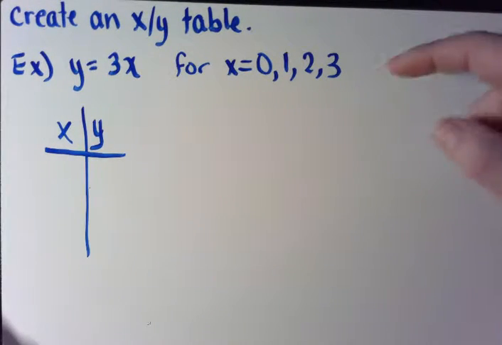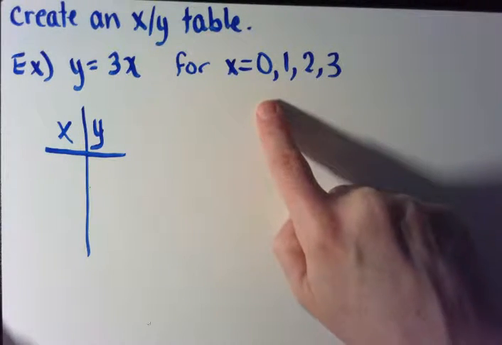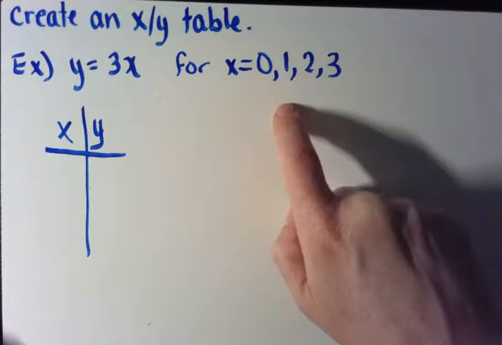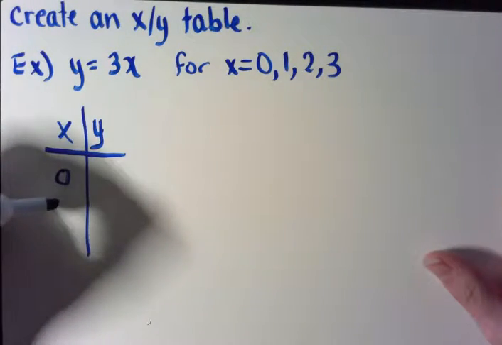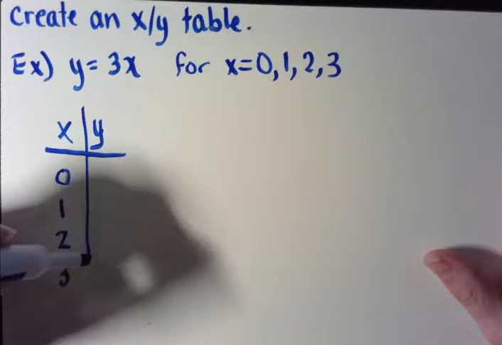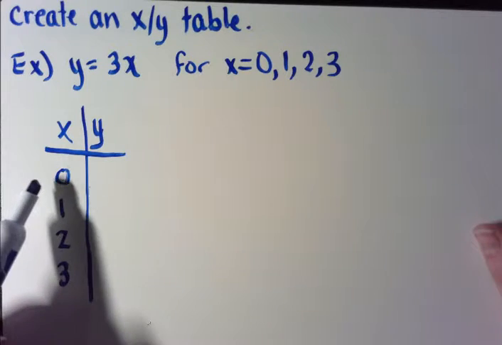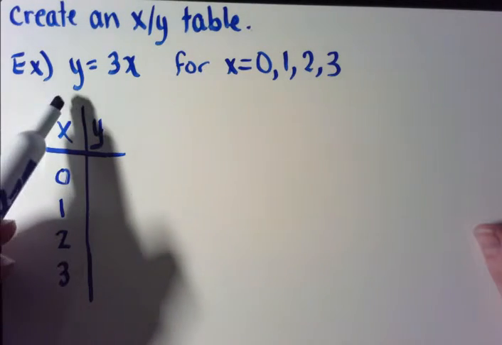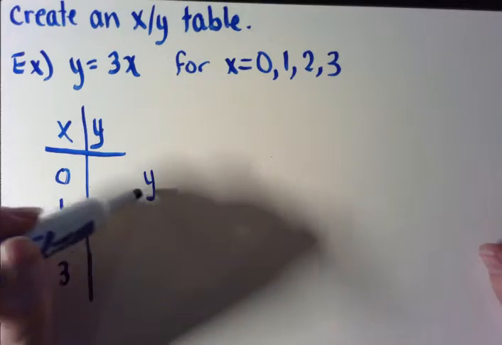In this case, we already have given values for X, so the problem wants us to figure out what is Y when X equals 0, 1, 2, or 3. So I'm going to start with 0, 1, 2, and 3. So this is basically saying if X equals 0, what's the value of Y? So you could do this mentally, or you could actually plug it into the equation.